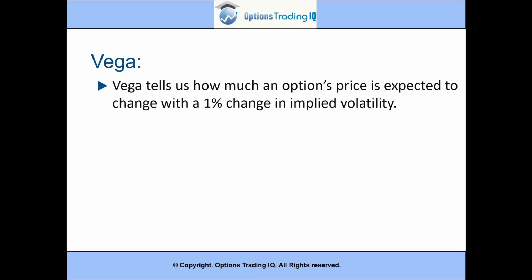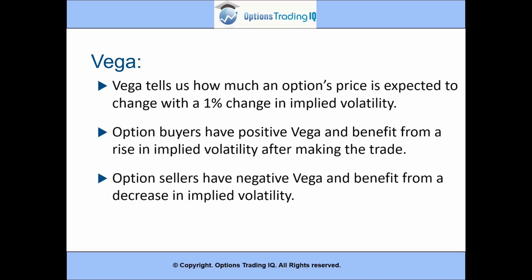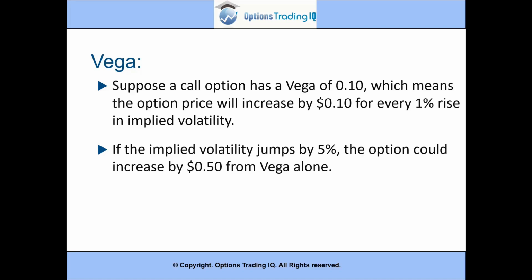Vega tells us how much an option's price is expected to change with a 1% change in implied volatility. Option buyers have positive Vega and benefit from a rise in implied volatility after making the trade, and option sellers have negative Vega and benefit from a decrease in implied volatility. Suppose a call option has a Vega of 0.1, which means the option price will increase by 10 cents for every 1% rise in implied volatility. If implied volatility jumps by 5%, the option could increase by 50 cents from Vega alone.